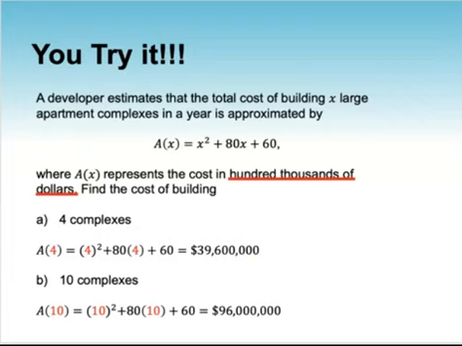For part B, we have 10 complexes. So that's going to be A of 10. That equals 10 squared plus 80 times 10 plus 60, which equals $96 million. So in order to build 10 apartment complexes, that's going to cost the developer an estimated $96 million.